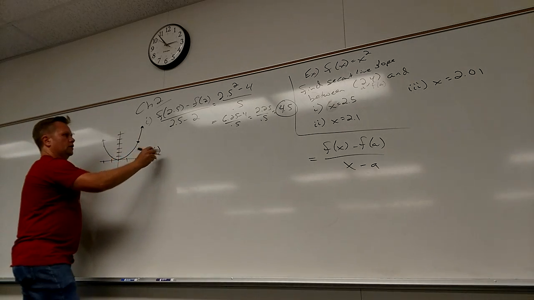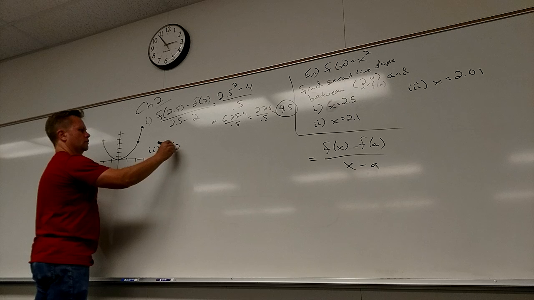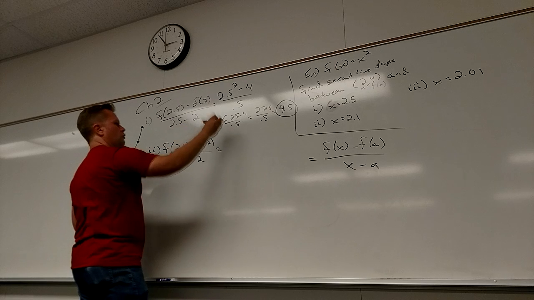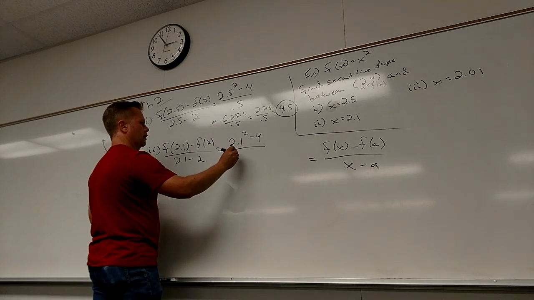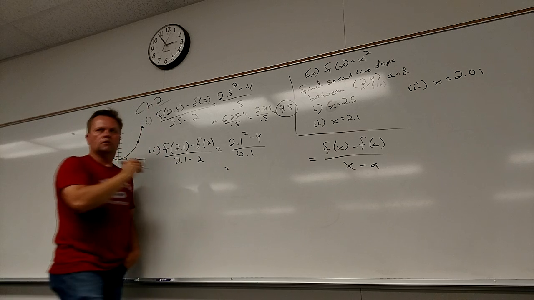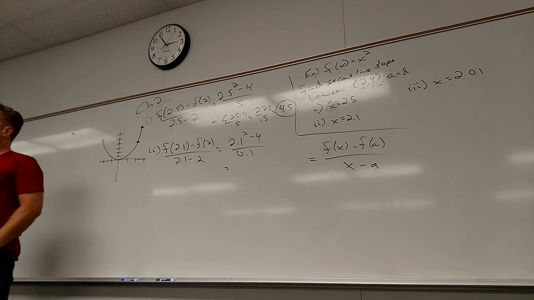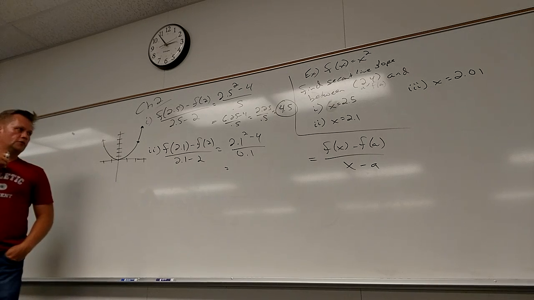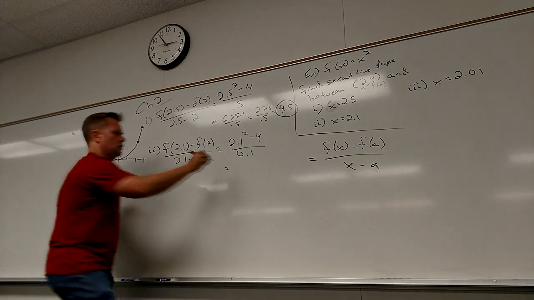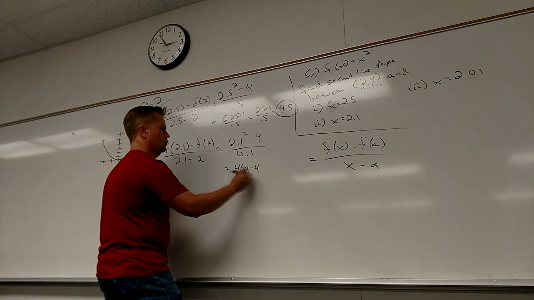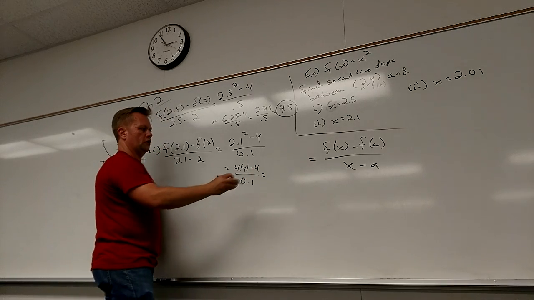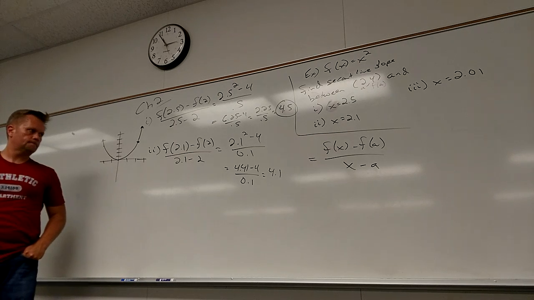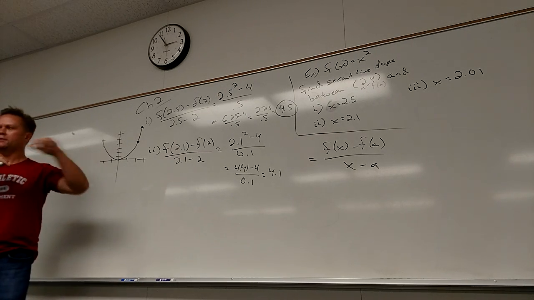So what do I mean by that? I'm going to step a little closer now, 2.1. So I get 2.1 squared minus 4 divided by 0.1. All right, 2.1 squared is 4.41. Thank you for saving me. 4.41 minus 4 over 0.1, which will be 0.41 divided by 0.1.